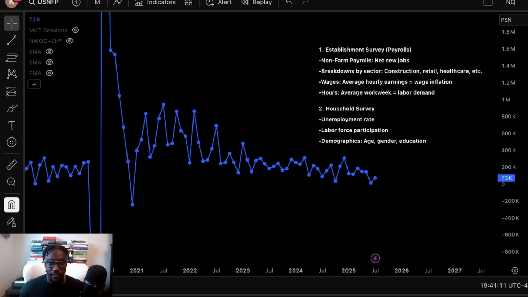Now, in the household survey, we have a few key metrics, one being the unemployment rate. And the unemployment rate is the percentage of people in the labor force who are actively looking for work but cannot find a job. Next, you have labor force participation, which is the percentage of the working age population, which is 16 and above, who are either working already or actively looking for work. Now, the reason we need to look at both of these numbers is because you could have a low unemployment rate, meaning that people who are seeking employment are employed, but you could also have a low labor force participation, meaning that people are choosing not to work and they're dropping out of the workforce.